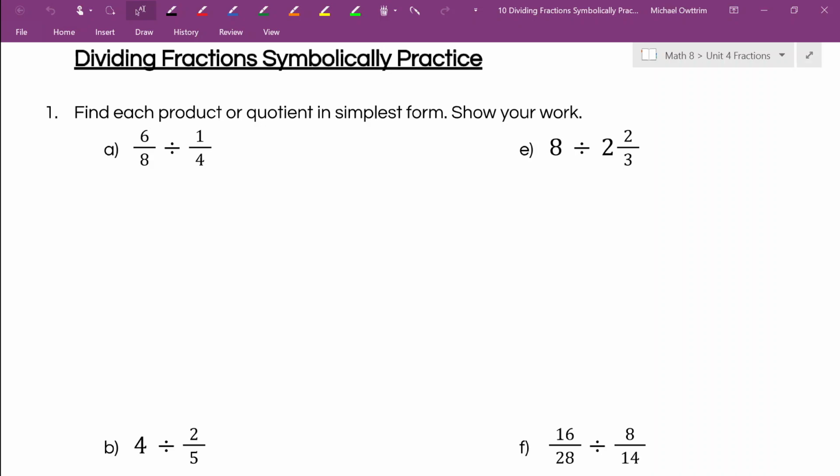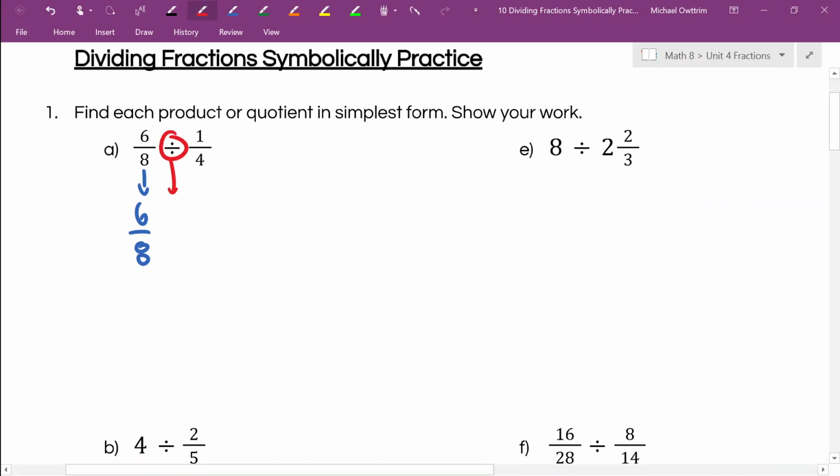Hello class, today we are taking a look at some dividing fractions symbolically practice. So our basic rule for dividing fractions symbolically is to multiply by the reciprocal. What that means is to keep your first fraction the same. So 6 over 8 is still 6 over 8.